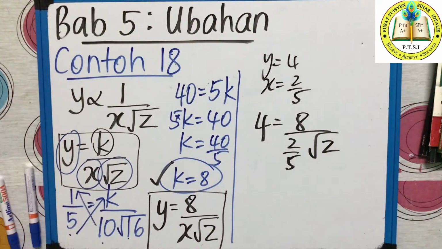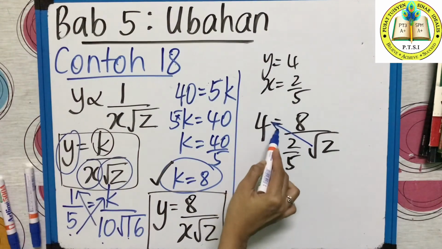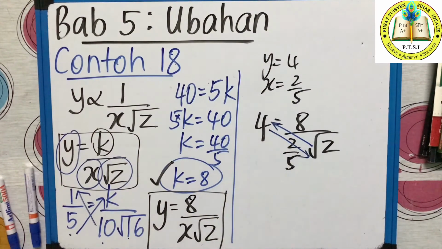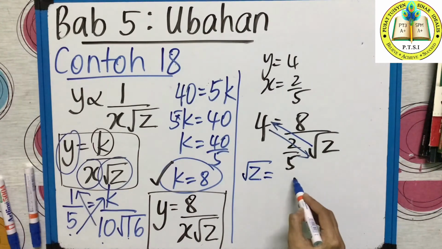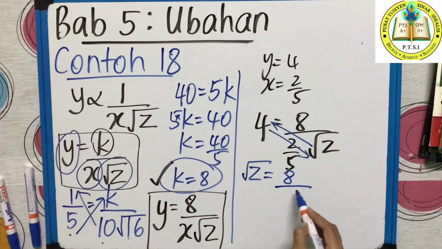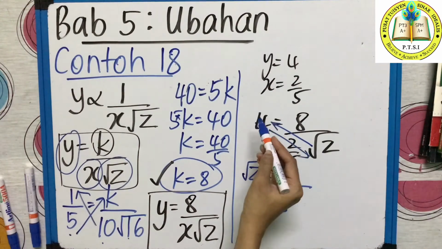So how to solve the Z? What teacher told you all? You can do time cross or you can swap also. So how to swap? Look how teacher doing. The Z teacher bring up, the 4 teacher bring down. So it will be like this. Square root Z equal 8 over 2/5. It's already there. Z come here already, right? So the 4 go down.